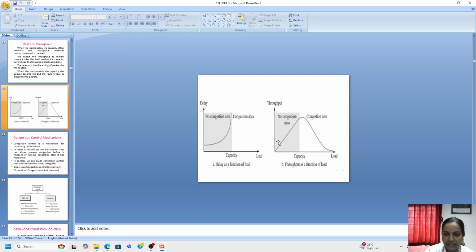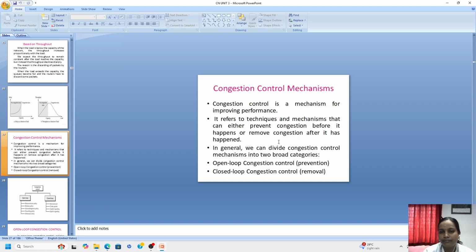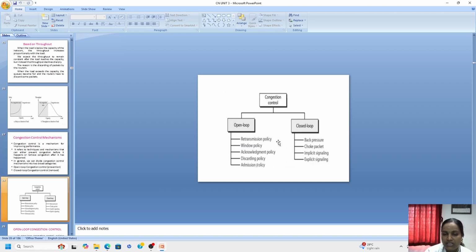So this is a diagrammatic representation of delay as a function of load, and throughput as a function of load. Congestion control mechanisms: when congestion is controlled, only then will we improve the performance. So congestion can be prevented and removed with the help of open loop congestion control and closed loop congestion control. So these are the two categories, open loop and closed loop.